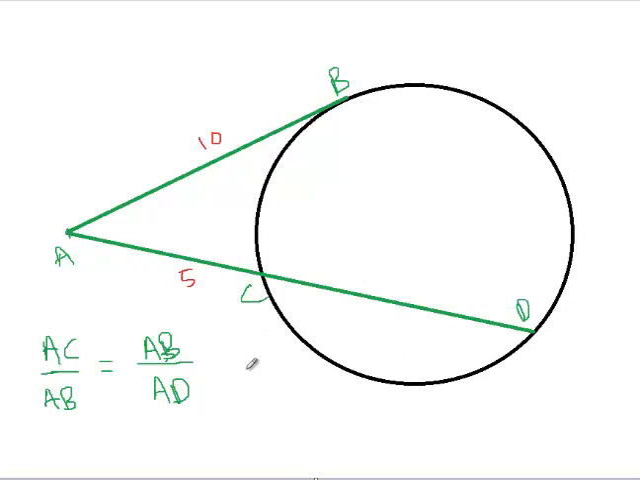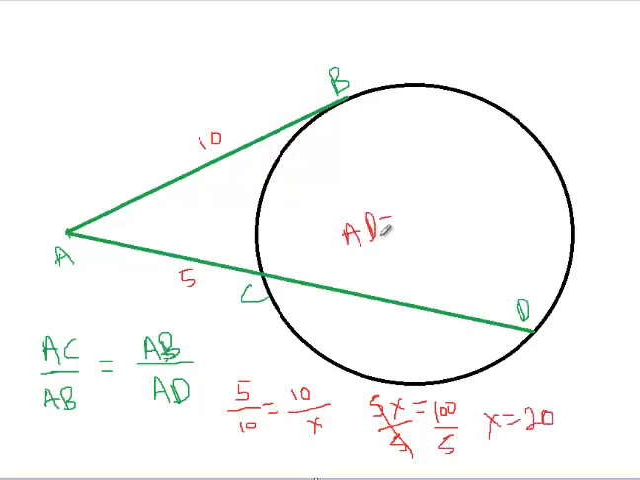Now, AC is 5, AB is 10, equals AB 10, and this we don't know, so we'll call it x. That's the entire AD. So 5 times x is 5x. 10 times 10 is 100. Divide each side by 5, and x equals 20. So the entire AD equals 20. And of course, that also means that CD has to equal 15. Because if AD is 20 and AC is 5, CD is the remaining 15.